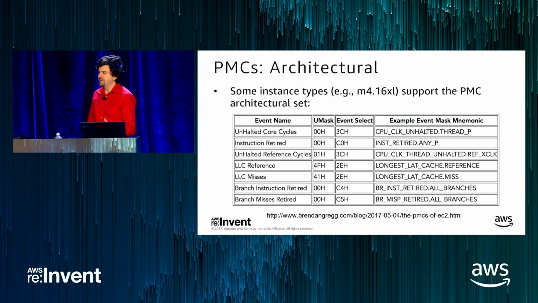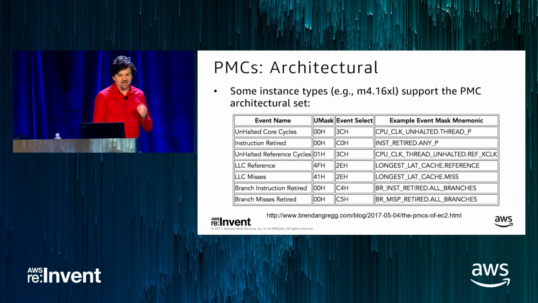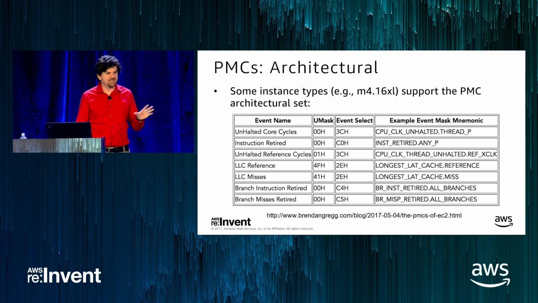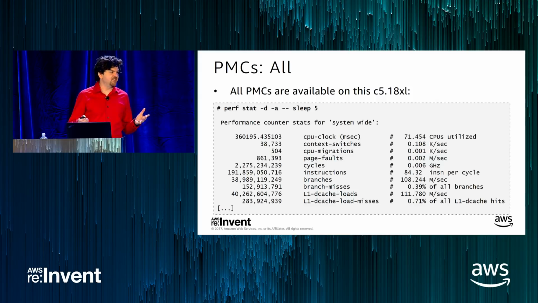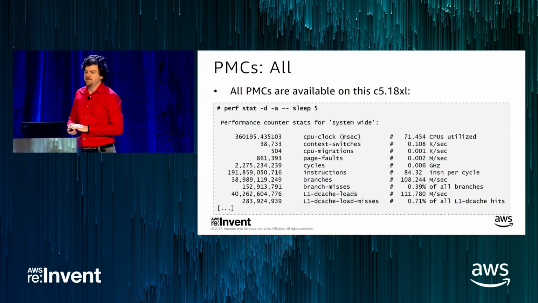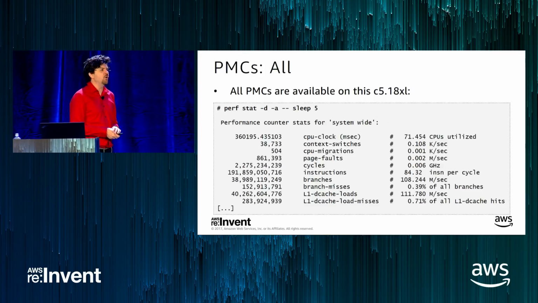You can look at last level cache references and misses and branch prediction as well and how well that's working. This is great. I wrote a blog post on it. I actually wrote a patch for Xen originally to add this to Xen, but Amazon went and did their own thing, which is great. But I'm having to rethink this all because now, with the new C5 hypervisor, the C5 hypervisor has access to all the PMCs, which is awesome.